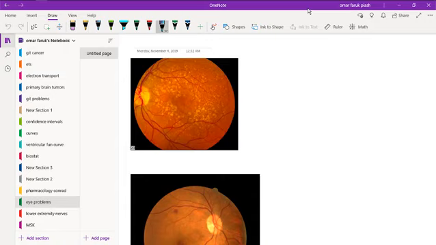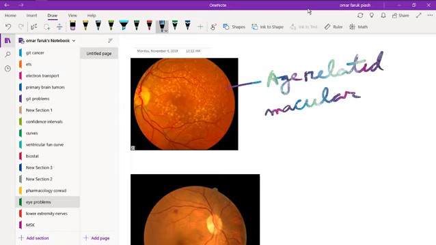Today I would like to discuss some eye problems. These are high yield eye problems. First of all, the picture shows age related macular degeneration. In age related macular degeneration, there are two types.